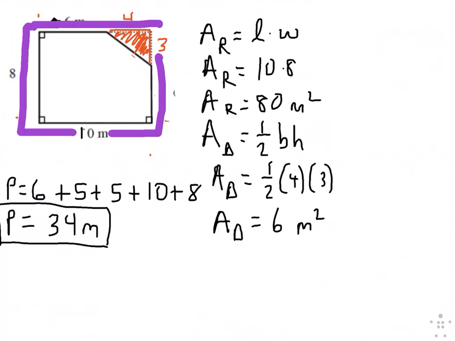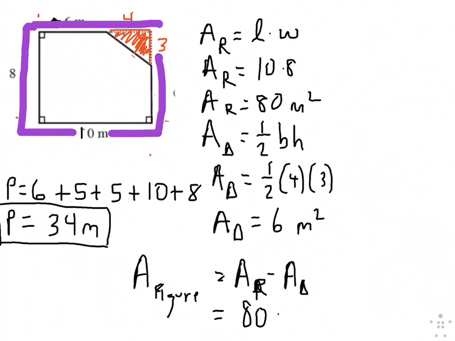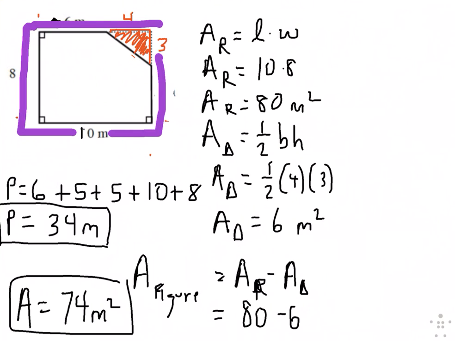So the area of the figure in the drawing equals the area of the rectangle minus the area of the triangle, which comes out to 80 minus 6, and that gives us the area equals 74 meters squared. Okay, rectangle minus the missing triangle piece there is probably the quickest way.